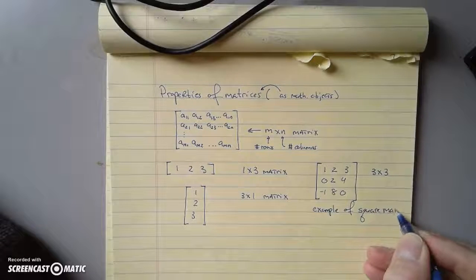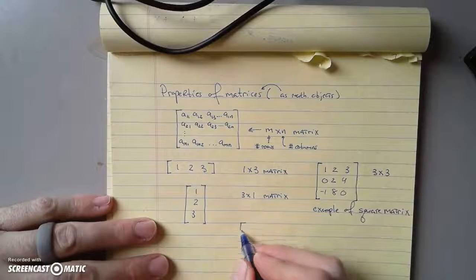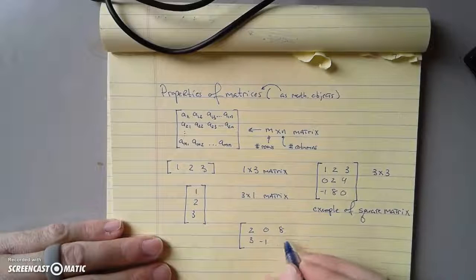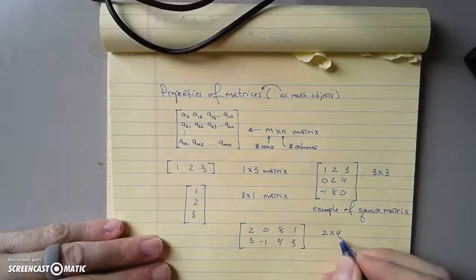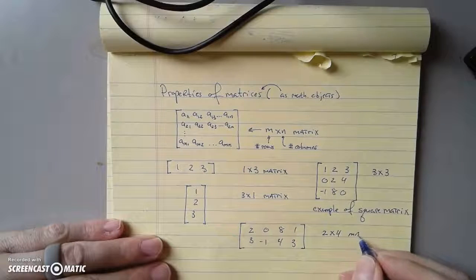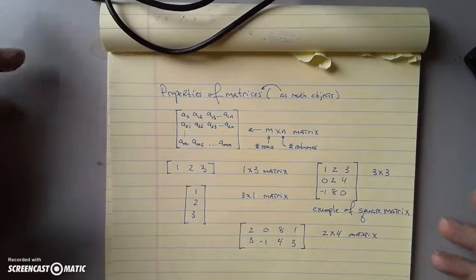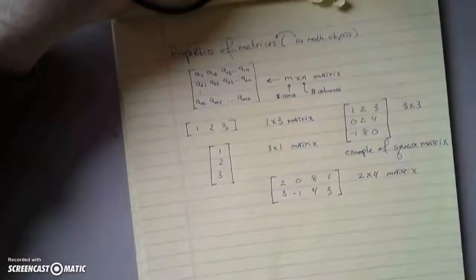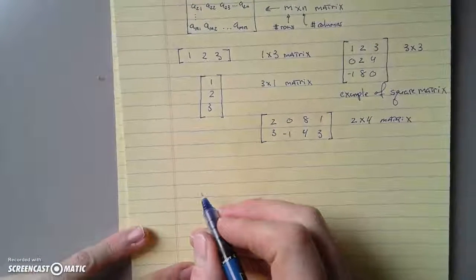Square matrix. You can have other rectangular matrices like 2, 3, 0, negative 1, 8, 4, 1, 3. This would be 2 rows times 4 columns, a 2 by 4 matrix. So these matrices can come in all shapes, and we can do things with them. So there are some properties.